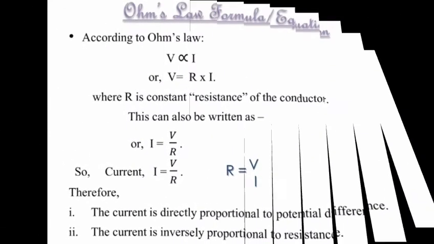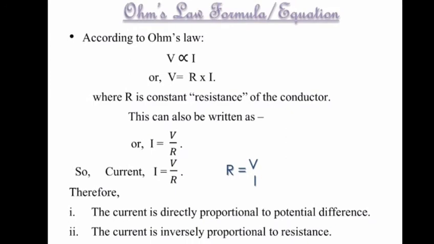So we see here that V is directly proportional to I, or V is equal to R into I, while R is the constant of proportionality known as resistance. So this current here can be calculated as I is equal to V by R. It means that the current is directly proportional to potential difference and inversely proportional to resistance. That means if the resistance in a conductor is increased, the current will decrease and vice versa.